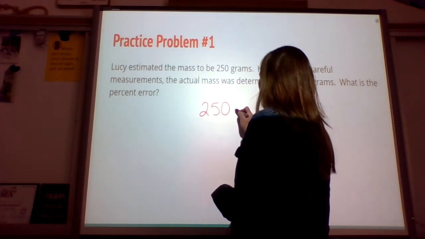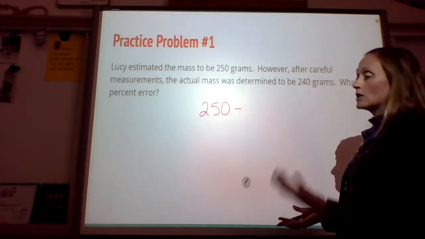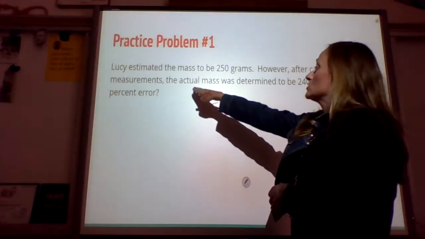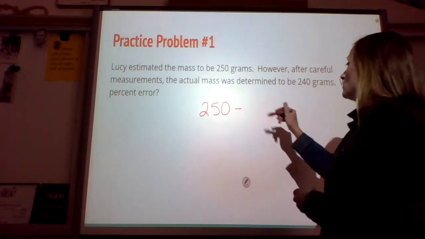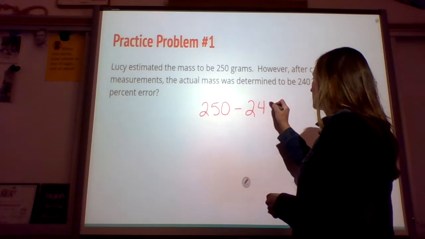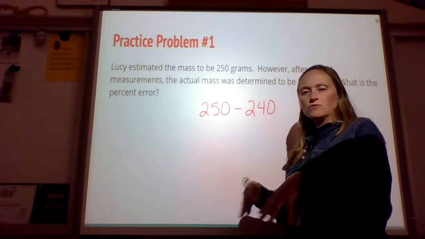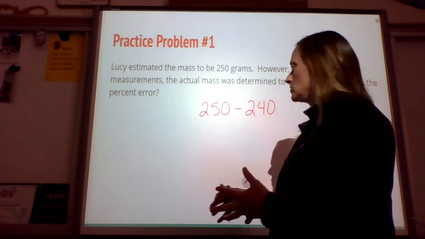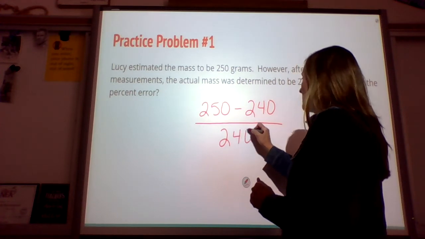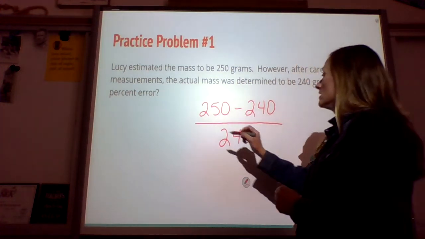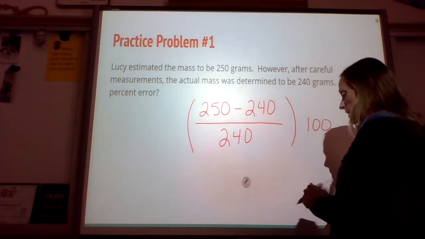250 minus your accepted value. So, what is our accepted value? Another key term for accepted is actual. We said the actual mass was 240. And notice I'm not worried about putting grams in because they cancel out. So let's just focus on plugging the numbers into the formula. And we're going to divide by the accepted value, which is 240, and we're going to take it times 100.